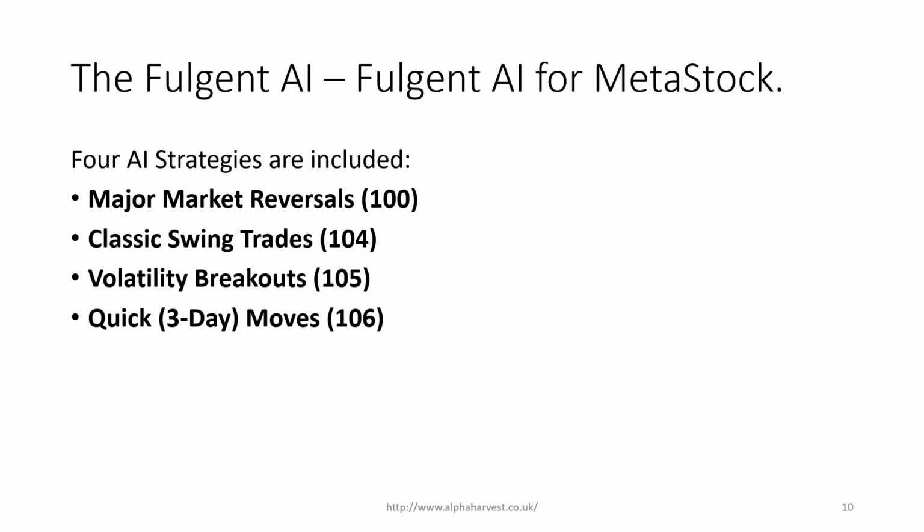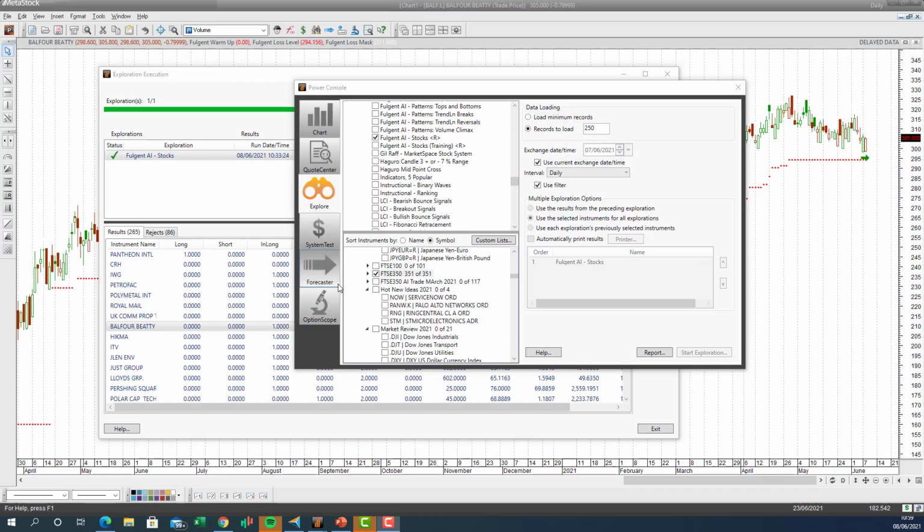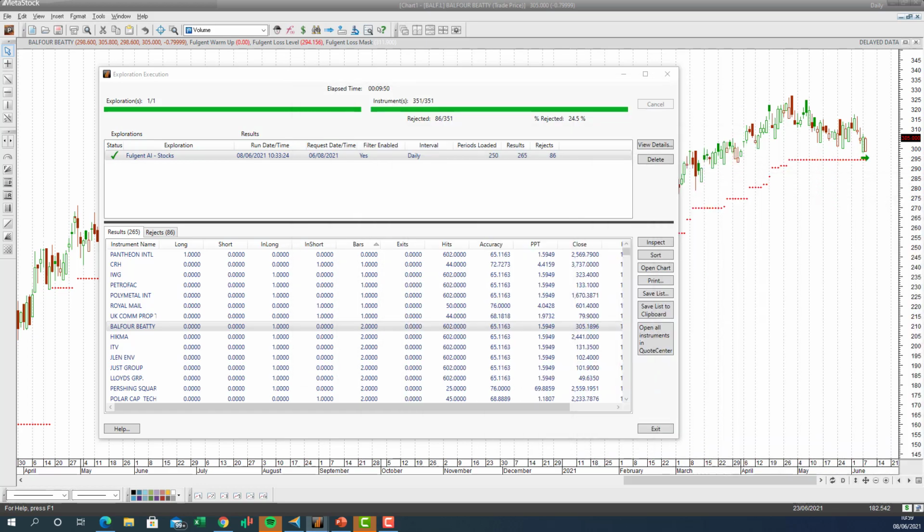So that brings us to these four AI indicators, and we will be using these to identify high probability trades. I'm going to jump straight into the Metastock platform and screen the FTSE350. I've got the Metastock platform open. I've selected the Fulgent artificial intelligence engine that sits on the Metastock platform. I've also selected the FTSE350 stocks. I started the exploration a little bit earlier, so we have the results already.